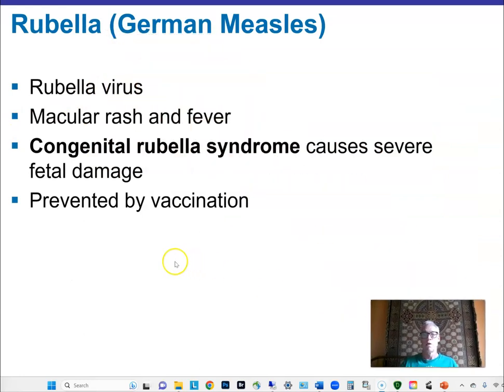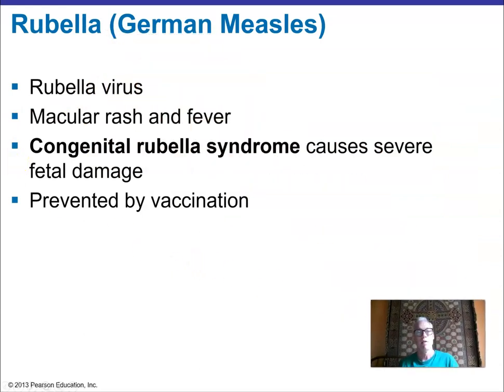Rubella is also called German measles. It's a different virus. It produces a similar looking rash, but it's a more mild disease. The bad thing about it is it can cause congenital rubella syndrome. If someone contracts this disease while they're pregnant, it can cause severe fetal damage or stillbirth.